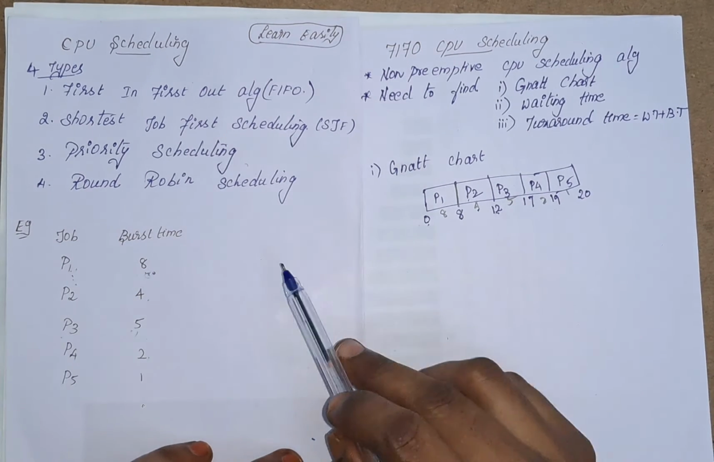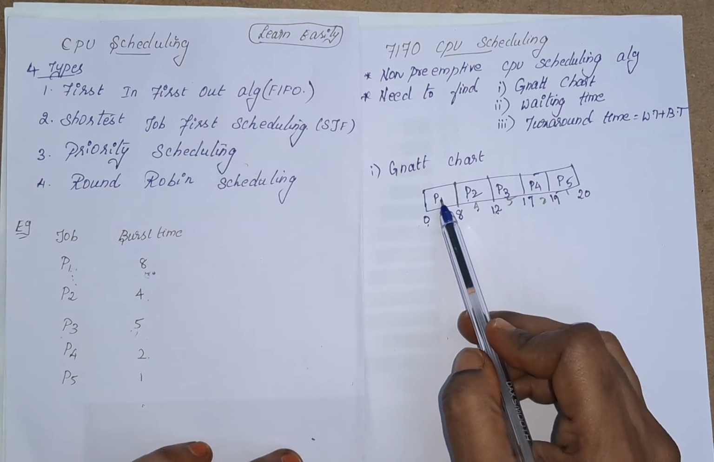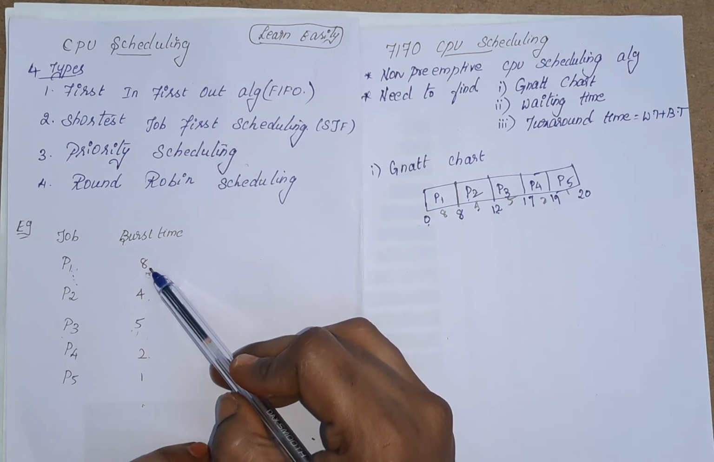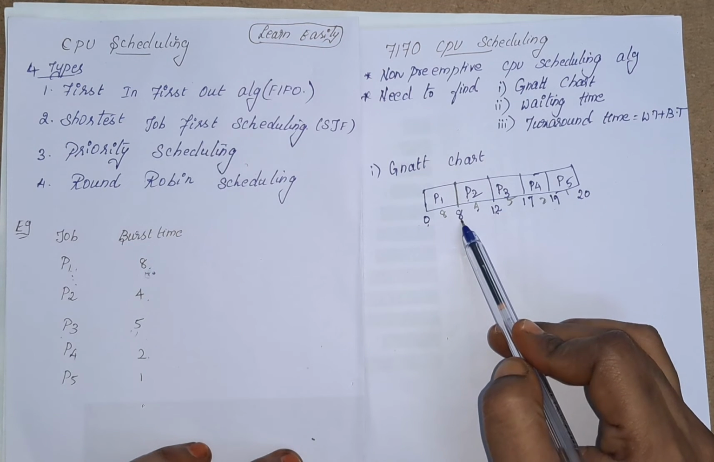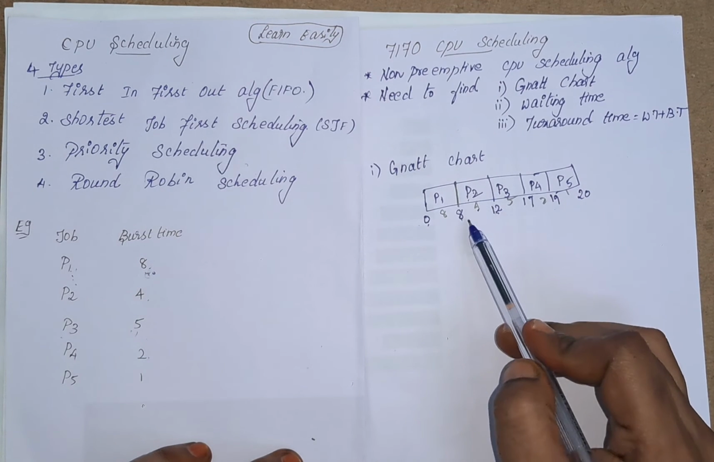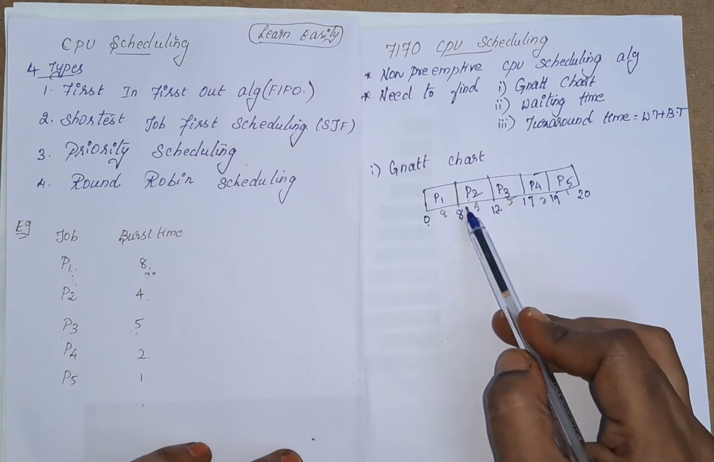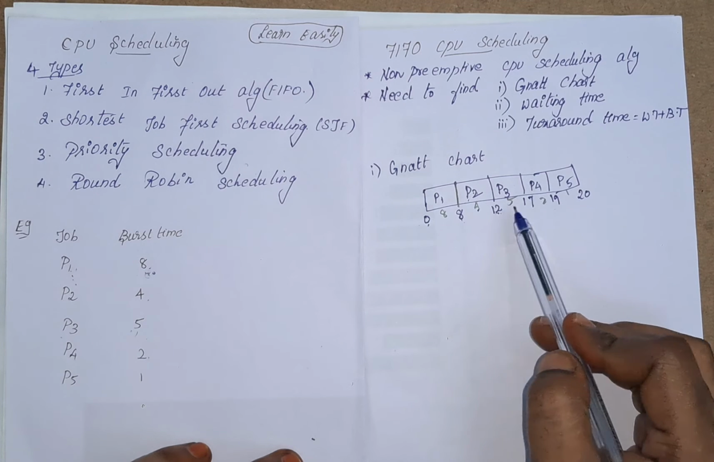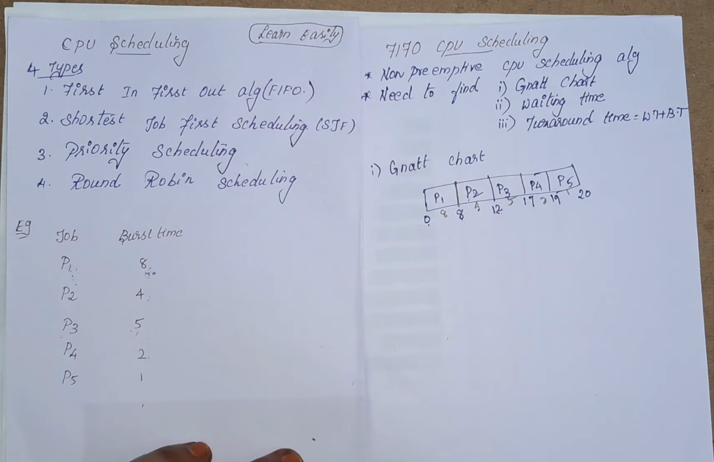There is no waiting time given, so it starts at 0. P1 has a burst time of 8 seconds to complete its task, so P1 starts at 0 and ends at 8. P2 starts after P1 completes at 8 seconds and gets completed at 12. Like that, we have to represent according to the burst time given.